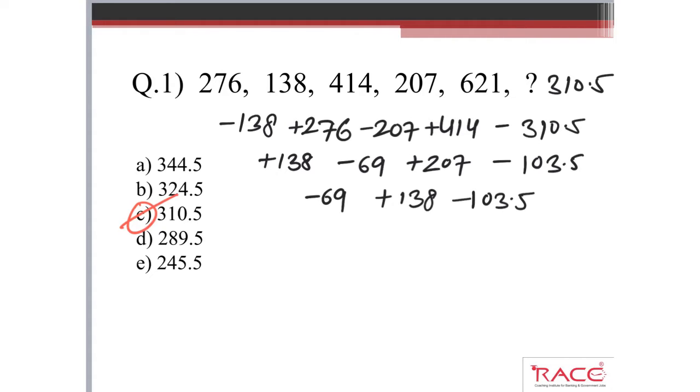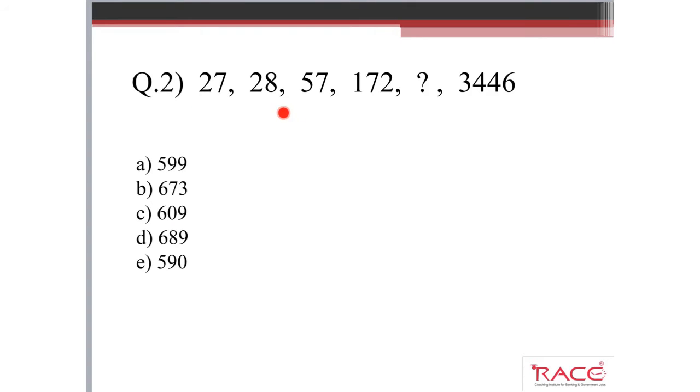Okay, so this is a bit complicated question, but here is the way to find out the answer. We have to subtract the value and after that we have to find out the relation between each values. Okay, and this is a relation and this is our answer. What is 310.5? This is next question, question number 2, and here you can see the values are gradually increasing.